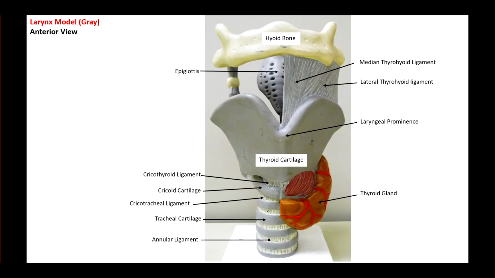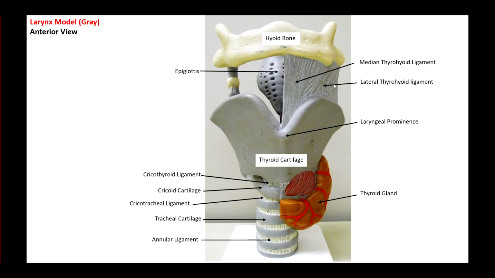One of the main models that we use, I call this the gray larynx. This is a nice size model. We see some of the same structures. You can see the hyoid bone, your thyroid cartilage right here. The prominence in the front is the laryngeal prominence or the Adam's apple. And then here's the membrane, again, connecting the thyroid to the hyoid bone. We call it the thyrohyoid ligament.